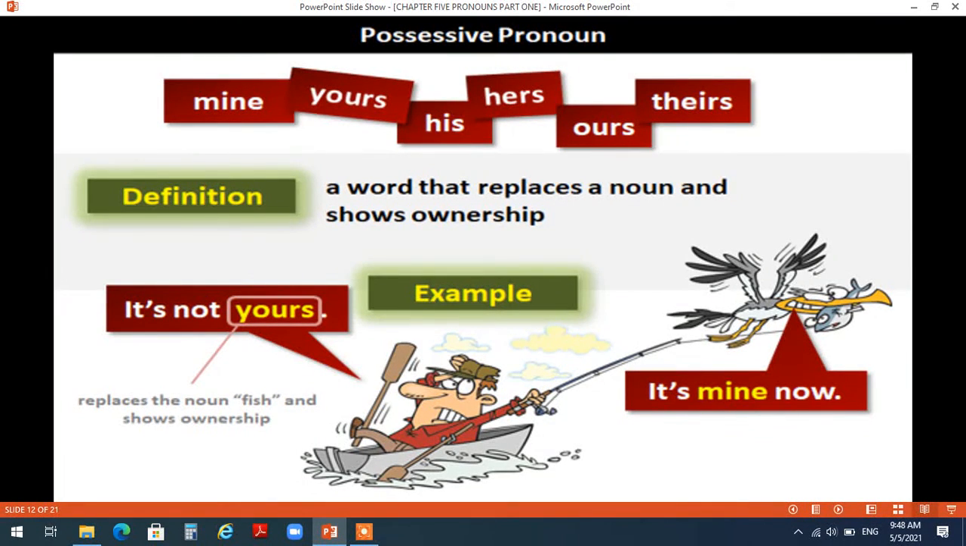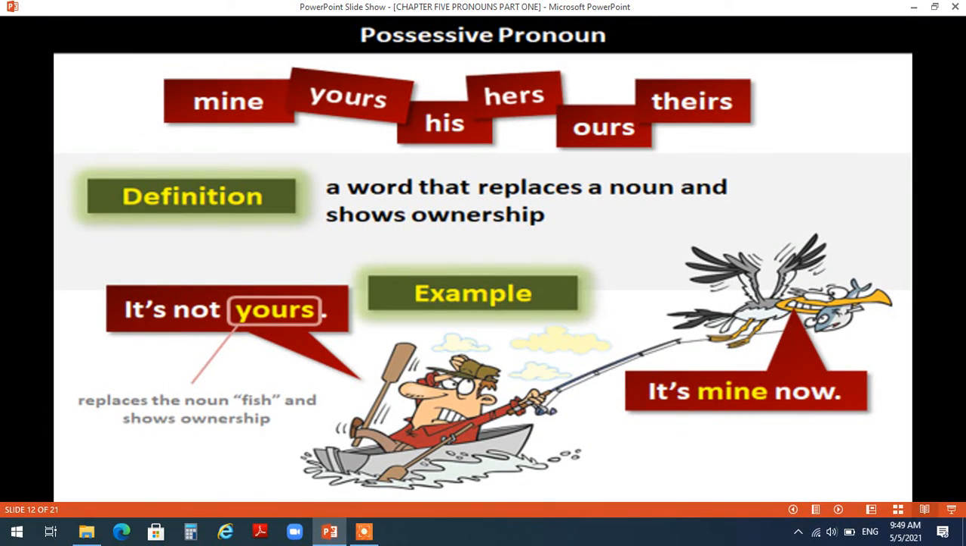Now we come to the second type of English pronouns, which is called possessive pronouns أو ضمائر التملك. As you can see here, some examples of these pronouns: mine, yours, his, hers, ours, and theirs. If we want to give some simple definition of a possessive pronoun, we can say that it is a word that replaces a noun and shows ownership. إذن هي كلمة تحل محل كلمة أخرى وتدل على التملك.